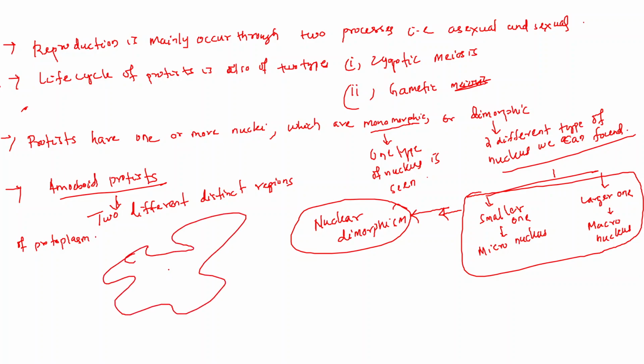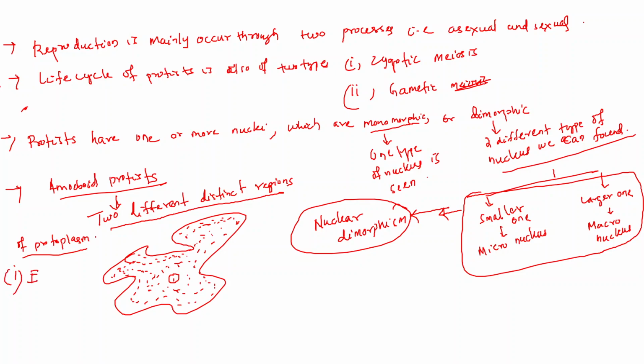Maybe consider this is a protist. Here is the nucleus, and surrounding the nucleus we can see the liquid substance, known as the protoplasm. A group of protists is known as amoeboid protozoans, and in amoeboid protozoans we can notice two different distinct regions or layers of protoplasm. And these two distinct regions are known as ectoplasm.